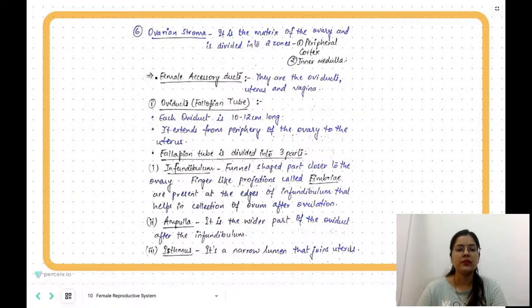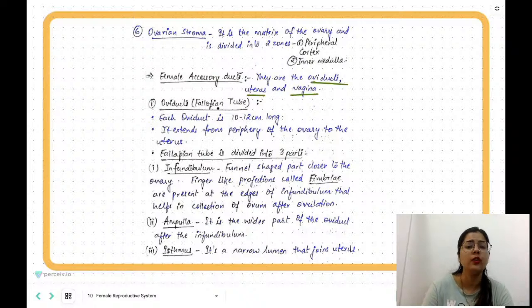Now, coming to the female accessory duct. Now, female accessory duct, it basically consists of oviduct. Oviduct means your fallopian tube, uterus, and vagina. We will be discussing all these things. We have discussed it actually. All right. So, fallopian tube, each oviduct is around 10 to 12 centimeter long and extending from the periphery of the ovary to the uterus. So, basically, fallopian tube is one such component that connects the ovary with that of the uterus.